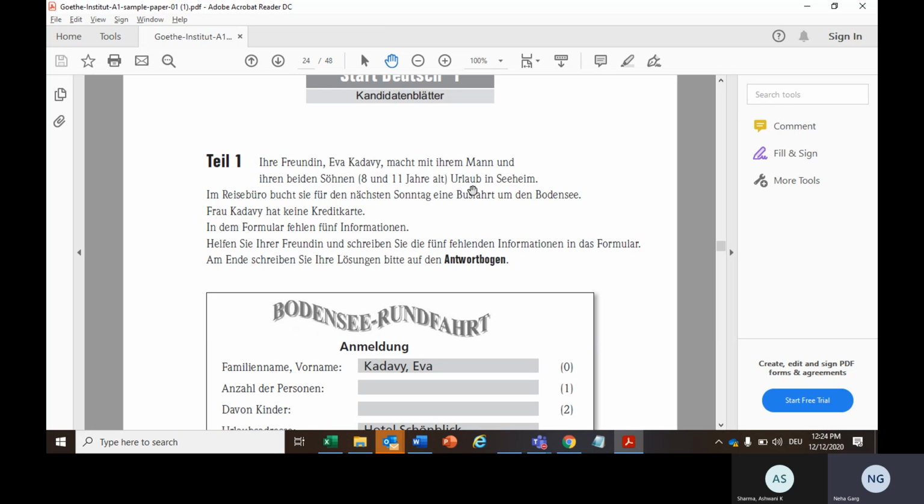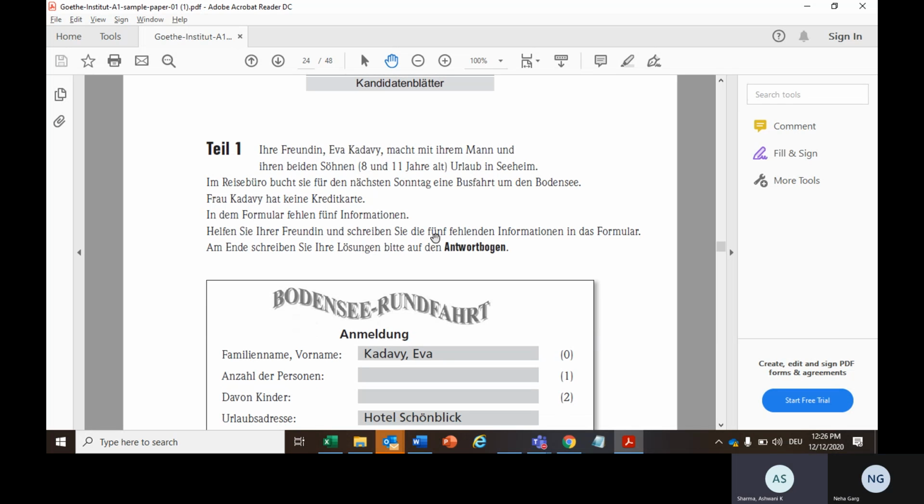Your friend, your female friend, she is going somewhere with her husband. Ihrem Mann. Sorry, your friend Eva Kaduri macht mit ihrem Mann. Macht is to do. She's doing a trip, she's having a vacation. Urlaub, holidays, vacation, in Zion. What is Zion? Is it a place? And what does Ihr mean? This is a personal preposition. So this is for her, Eva. Her, with her husband and her both sons. Beiden Söhnen. 8 und 11 Jahre alt.